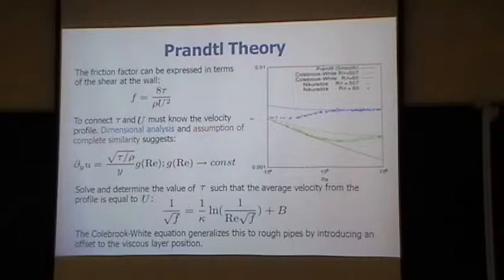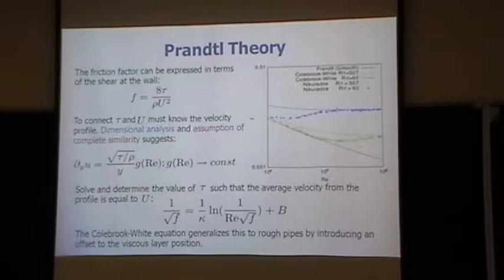If I know the velocity profile, the velocity as a function of distance from the wall, then I can compute the mean velocity that is going through the pipe. Then I can connect that to the friction factor by the formula that Bruno looked at yesterday. So I need to know how the velocity as a function of y, distance from the wall, varies, and the argument is as follows.